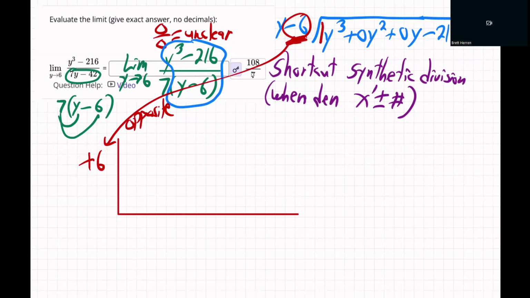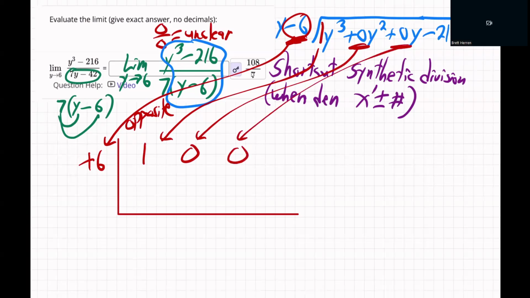And then you bring the signs over. This is a 1, the coefficients, I should say. The 1, the 0, the 0, and the minus 216. So it's like doing division without the letters.